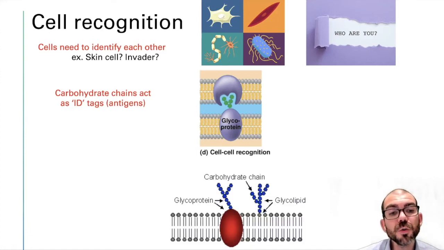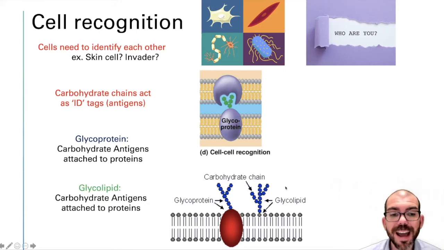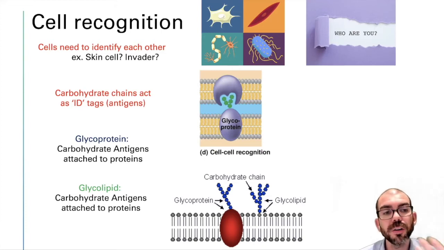They come in two different varieties. One variety is called a glycoprotein. Glycoproteins are carbohydrate antigens that are attached to a protein. Name makes sense. Glyco, sugar, protein, protein. The other variety is a glycolipid. These are antigens that attach directly to a phospholipid. Glyco, sugar, lipid, lipid.